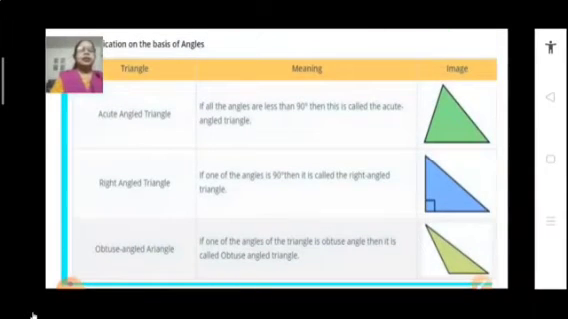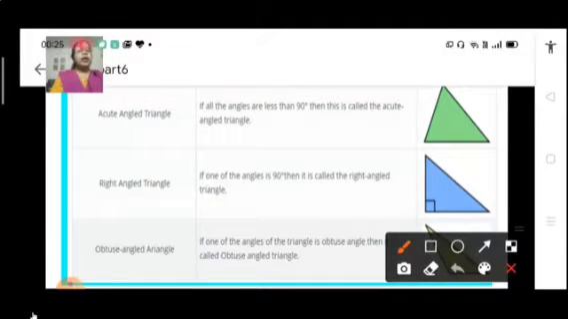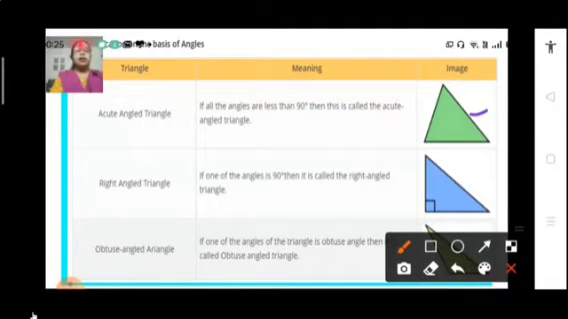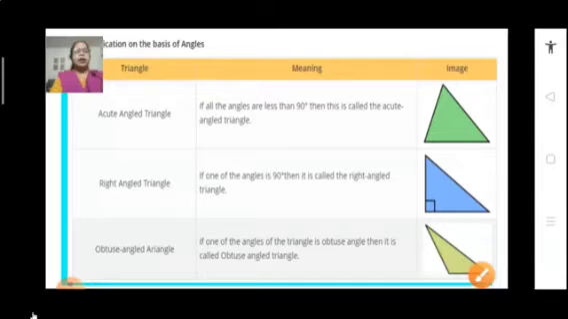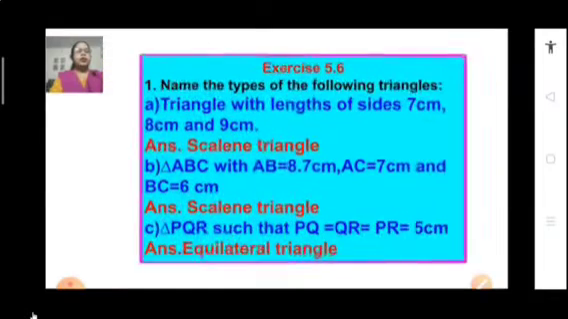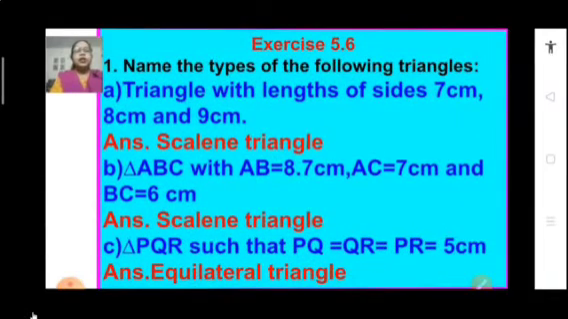Now, these are the three types of triangles based on the angles. First one is acute angle triangle. All the three angles are less than 90 degrees. Then right angle triangle, one angle is equal to 90 degrees, and then the third one is obtuse angle triangle where one of the angles is obtuse, that means more than 90 degrees. Now, based on the classification of triangles, let's solve problems of exercise 5.6.